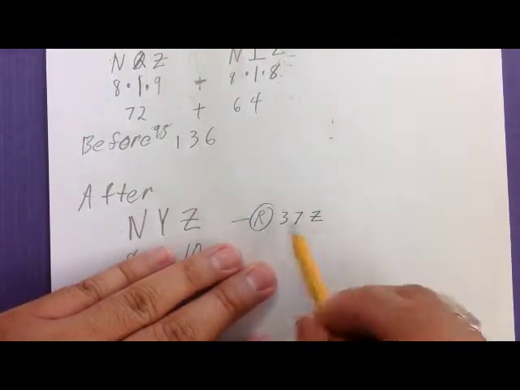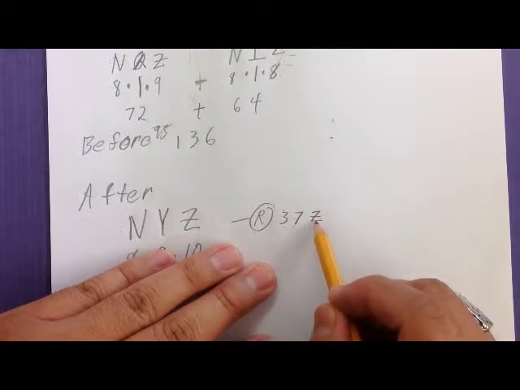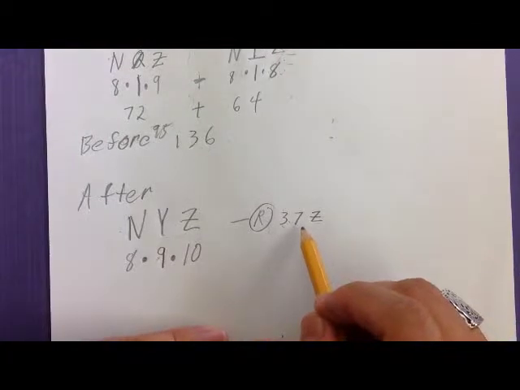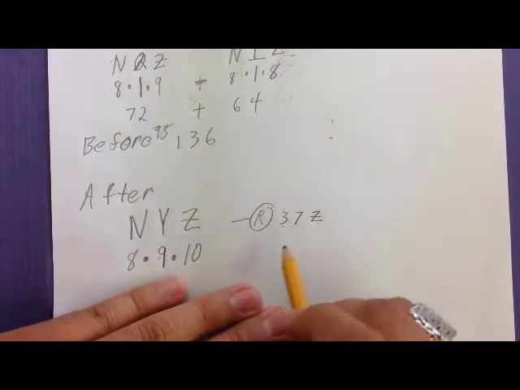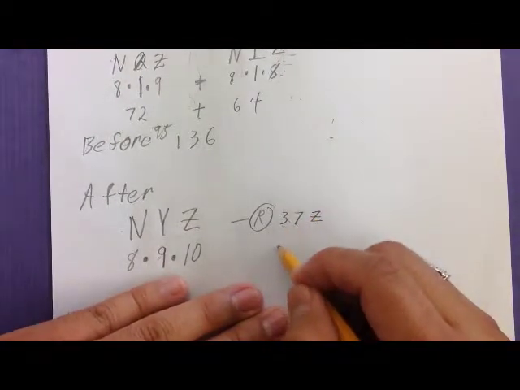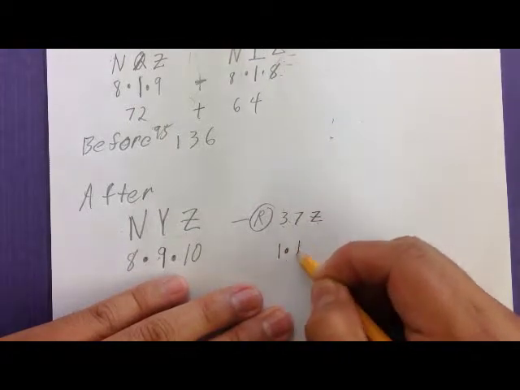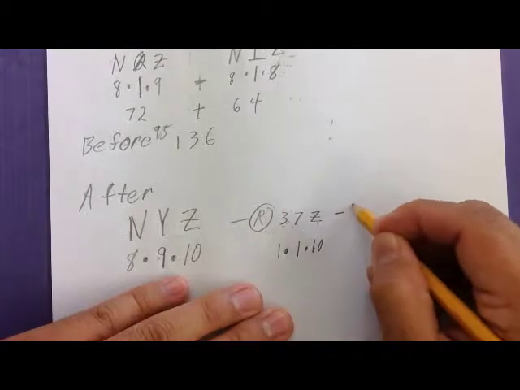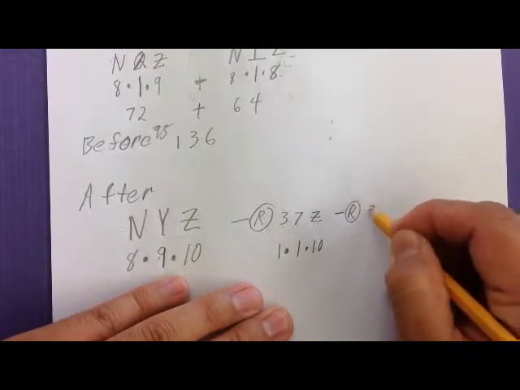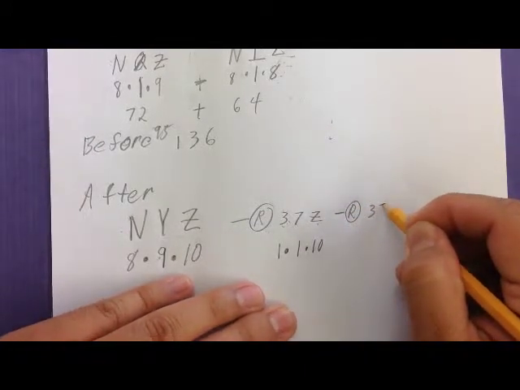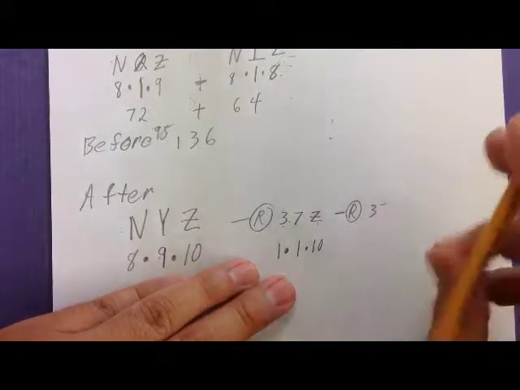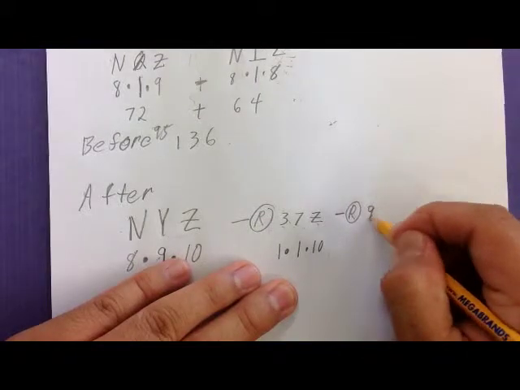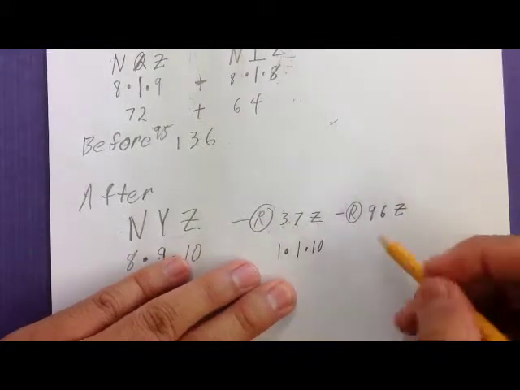This is where we're going to start with this one. We're going to find all the combinations of 370, 371, 372, 373, all of those. So what can Z be? The Z can be any number. So this would be 1 times 10. We also have the other restriction. The other restriction was 96Z.